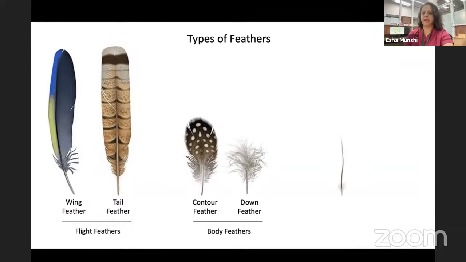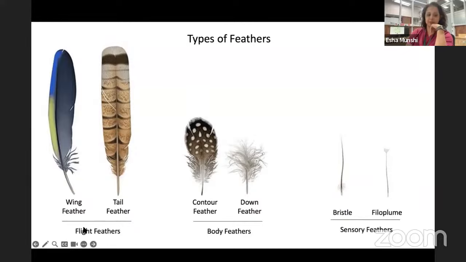The less known types of feathers are bristles, which is called a bristle feather. And just a second, I'll move this, and phylloplume. Both of these are sensory feathers. Now, what I mean by sensory feathers is that when something hurts us, we have our nervous system connected to our skin, right? And that sends the message to our brain that, okay, this has happened here and you need to do the needful.